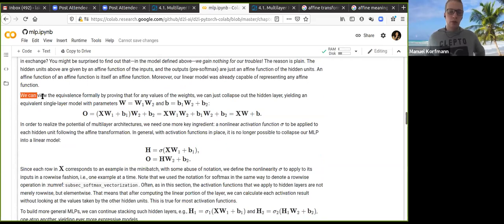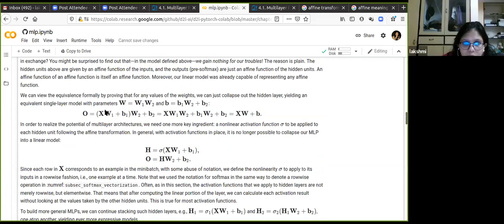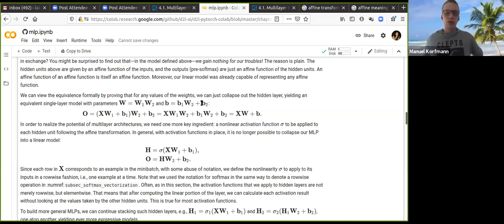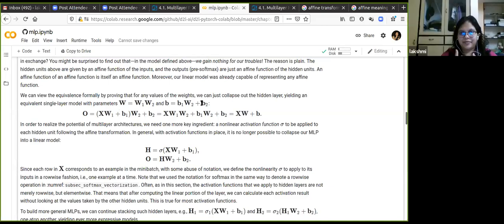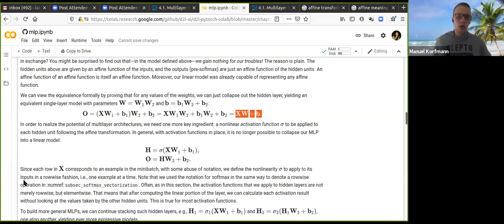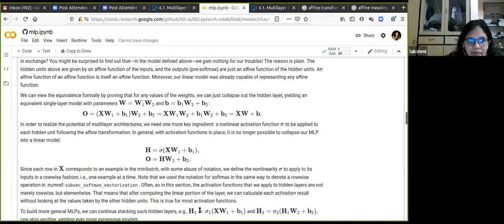Once again, we can view the equivalence formally by proving that for any values of the weights we can just collapse out the hidden layer, yielding an equivalent single layer model. They are trying to represent it as one model, and this will be the equation. So now we see that this is actually the same as the linear neural network we saw before, Wx plus B, without softmax. Yes, the linear regression.